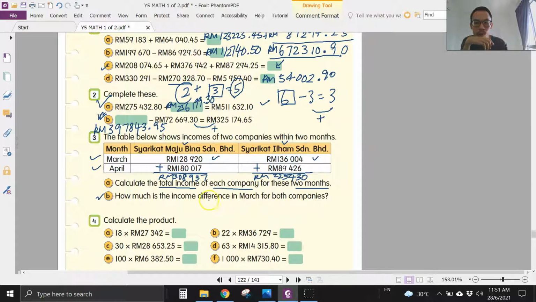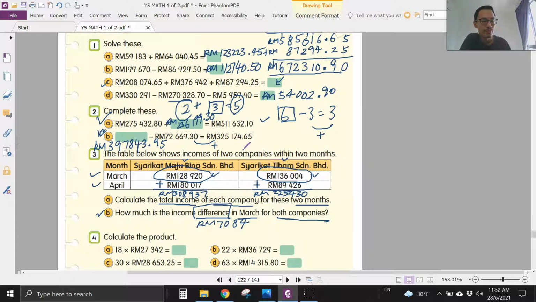Question B. What is the difference in March for both companies? So you have to compare the income in March. So which one is bigger? Ilham has more income. So you take the bigger number, 136,004 ringgit. You minus the smaller one. Remember, when you see the word difference, you have to minus. Minus 128,920 ringgit. So you should get 7,084 ringgit.